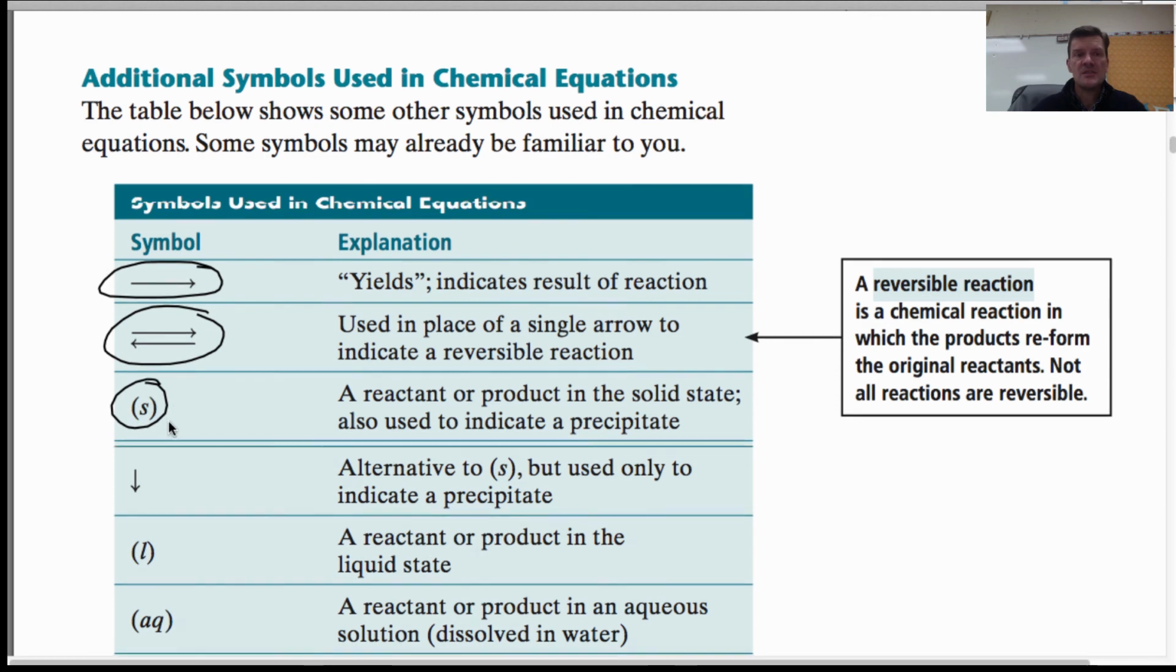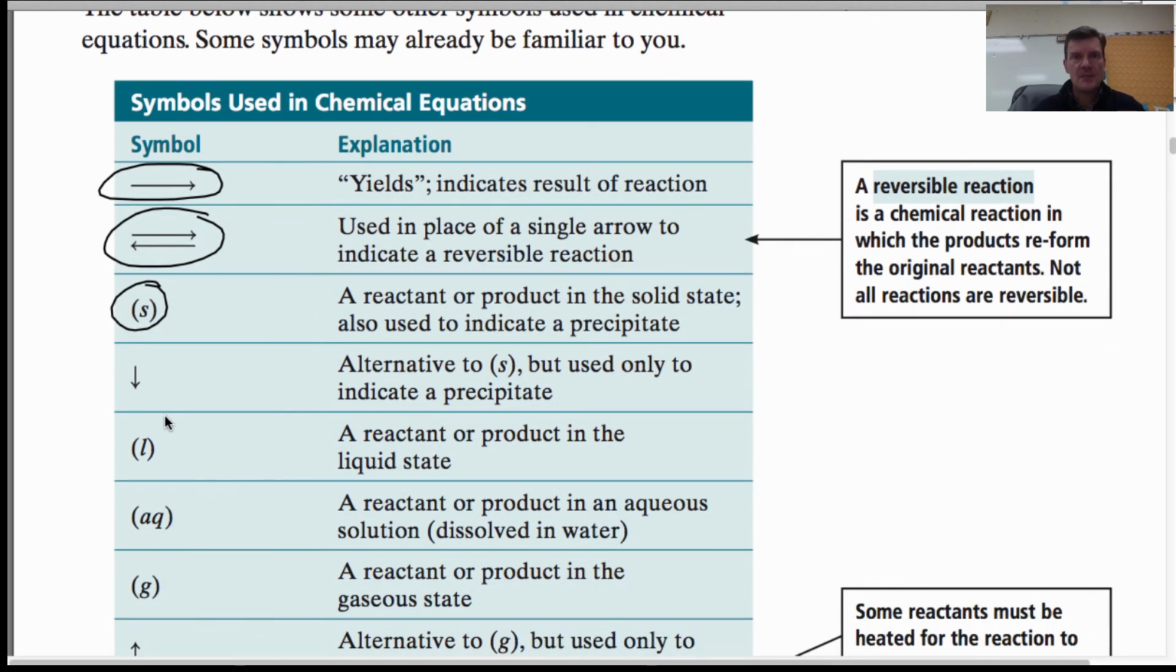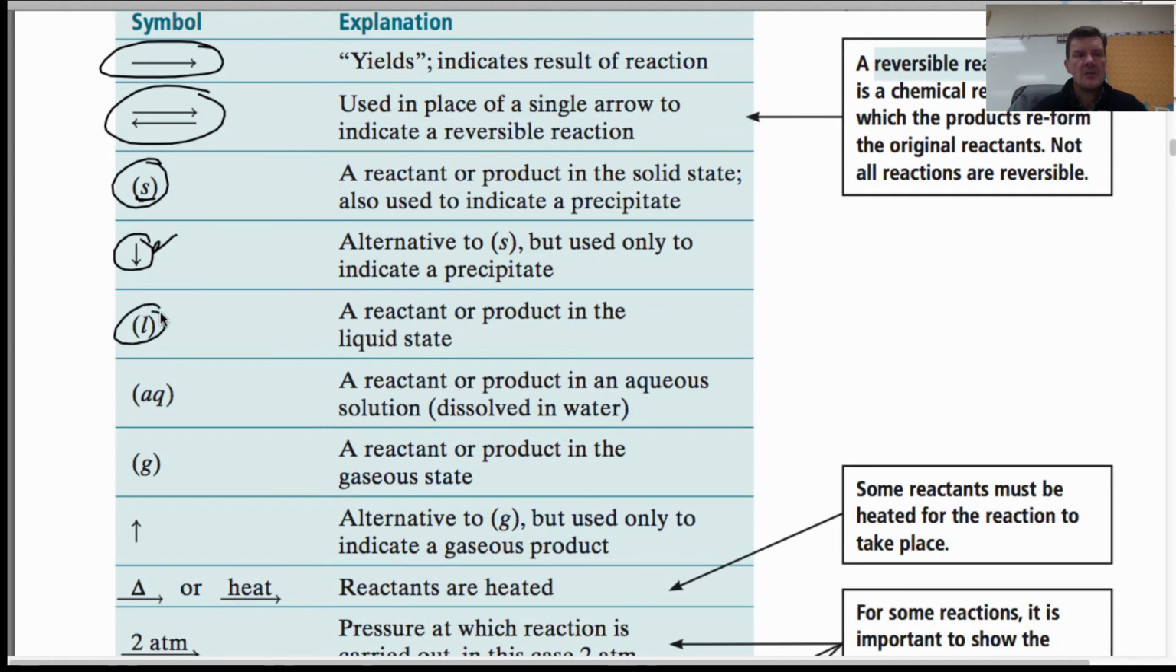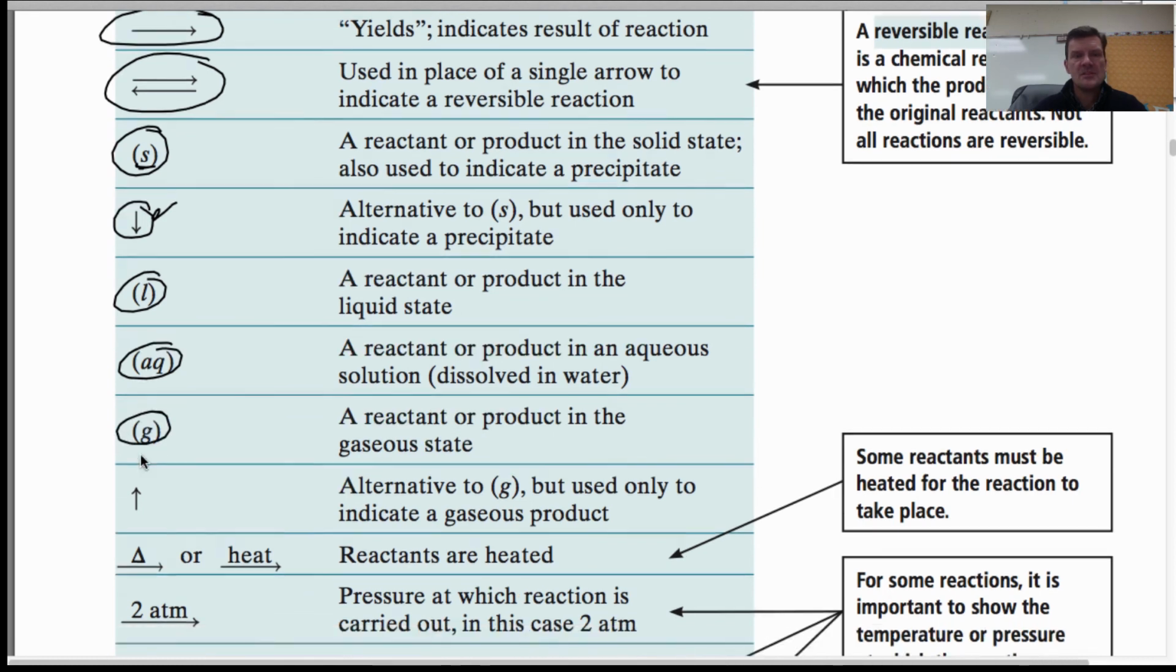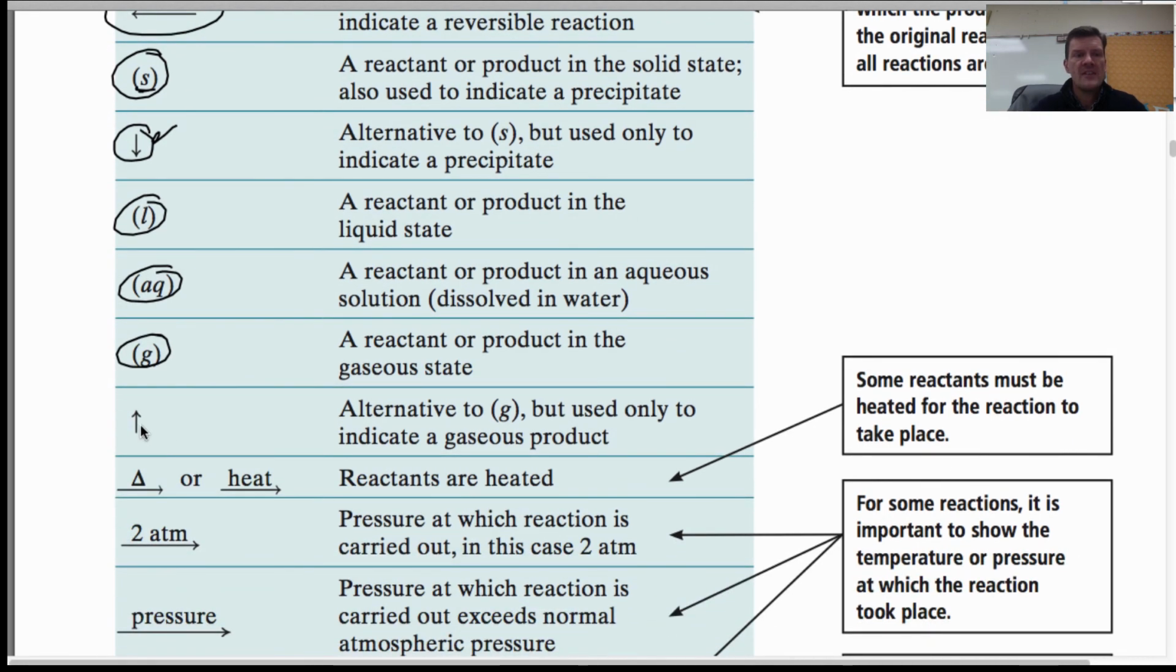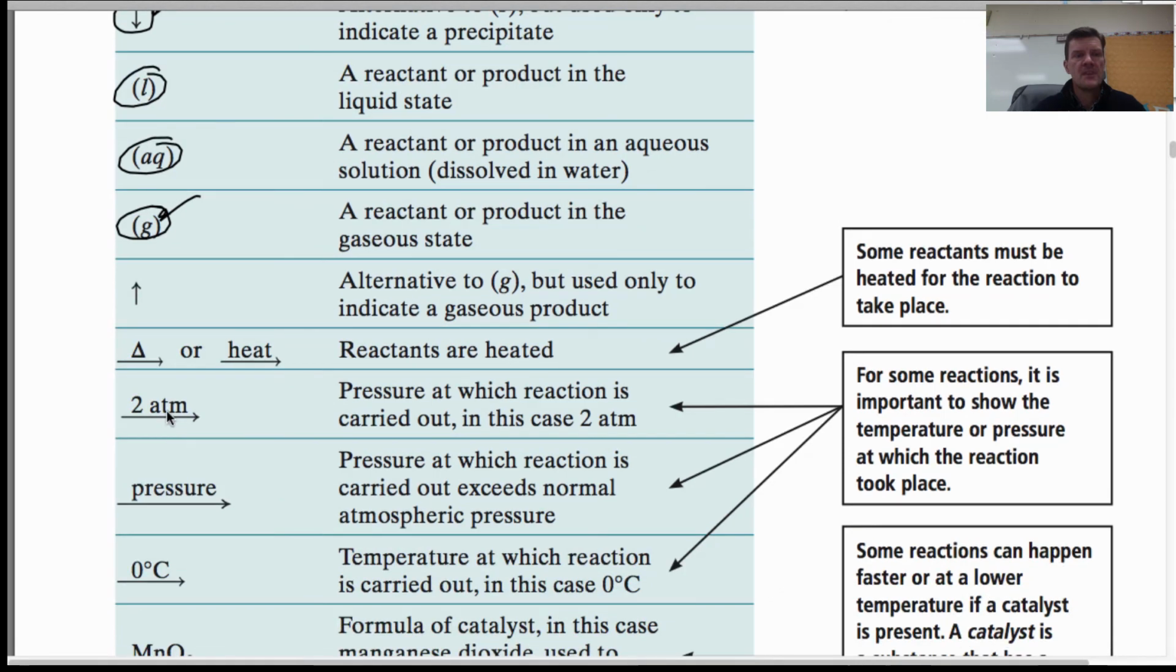A small s in parentheses means that that particular compound is a solid. This downward arrow means that it's forming a precipitate. I don't see that very often. Usually we just write an s there to show it's a solid. L means liquid, aq means aqueous, it's dissolved in water, g means it's a gas, and then this upward arrow shows that it's a gas, but usually I just see the g. I don't see the upward arrow very much.